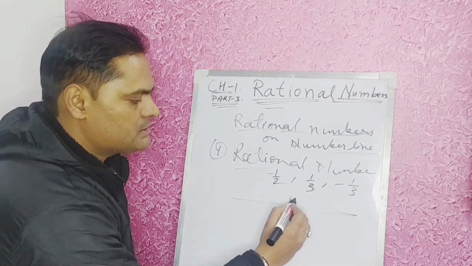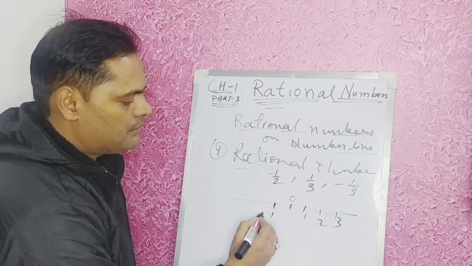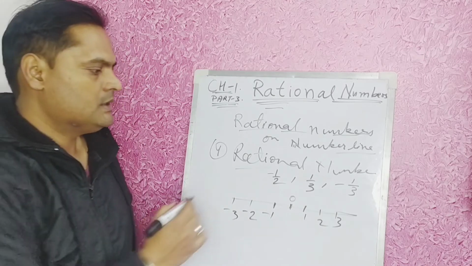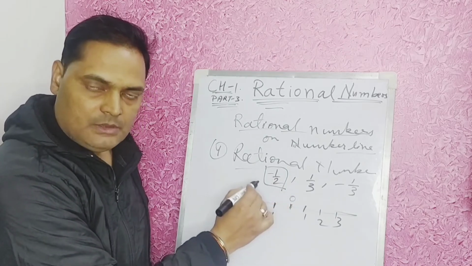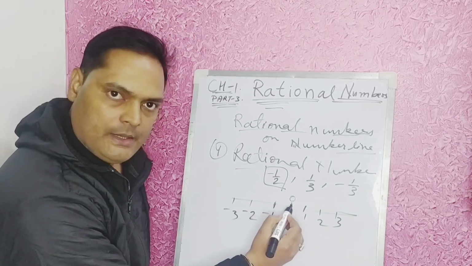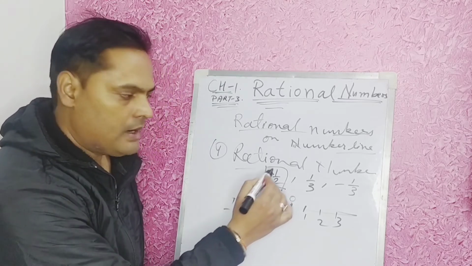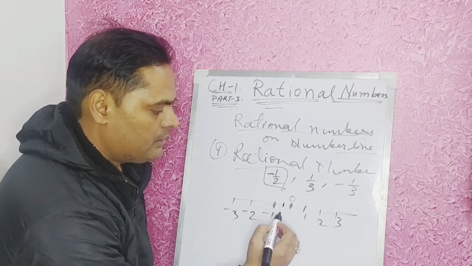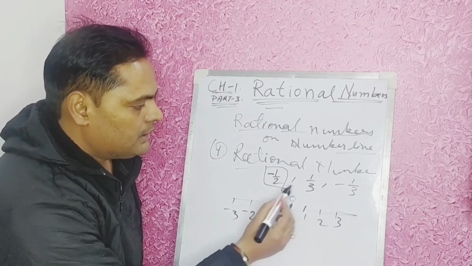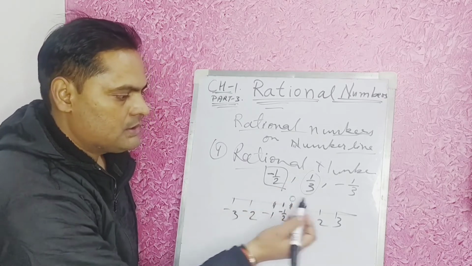How will we represent this? This is 0, 1, 2, 3. This is 1, -1, -2, -3. But how will you represent this? For example, -1/2. Here we have the complete 1 from 0 to -1, but it's -1/2, so it comes over here.